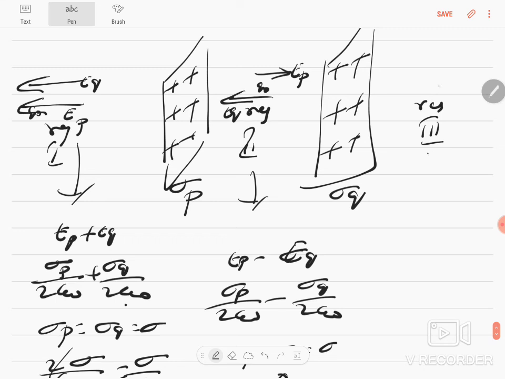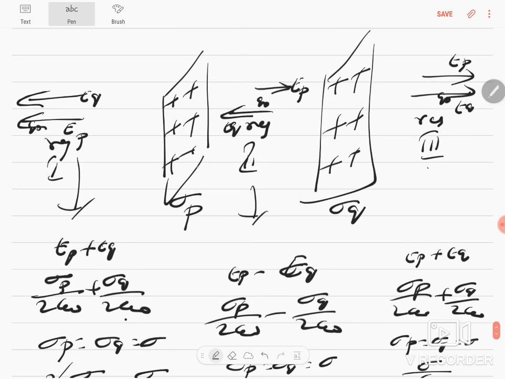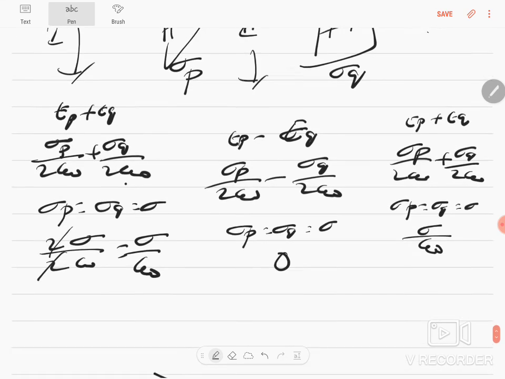Let's consider this test charge. Imagine this positive charge is going to repel it, and this positive charge is going to repel it. This is E_P and this is E_Q. So it's E_P plus E_Q, which is sigma P by 2 epsilon naught plus sigma Q by 2 epsilon naught. If sigma P is equal to sigma Q is equal to sigma, it will become sigma by epsilon naught.